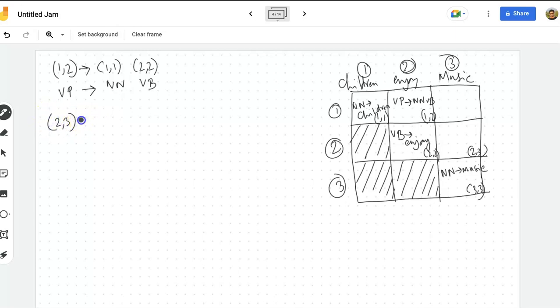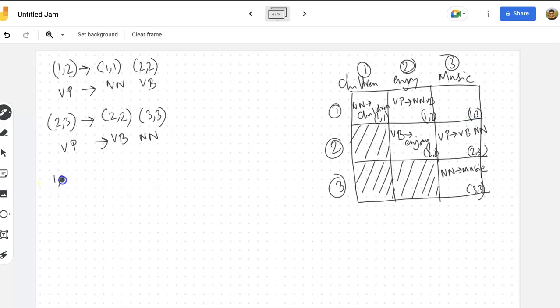Now 2 3. Similarly, there is only one way possible: 2 2 and 3 3. 2 2 is VB and 3 3 is NN. Checking the grammar, there is another rule, VP goes to VB NN, so we write it here. VP goes to VB NN. Now only one cell is left, which is 1 3.